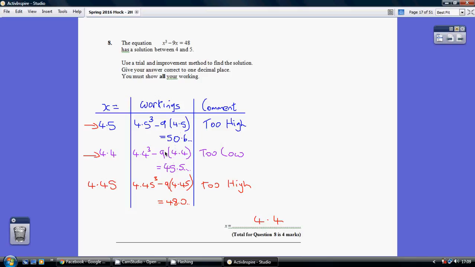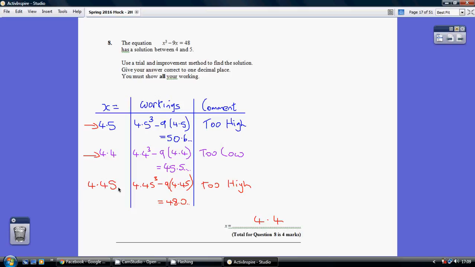Anyway, the long and the short of it is we know our final answer is going to be either this or this, so we split the difference. Halfway between 4.4 and 4.5 is 4.45. So we take that and substitute it into the equation. 4.45 cubed, take away 9 lots of 4.45, and we get just over 48. We get 48.0 dot dot dot some other stuff. So that is just slightly too high.